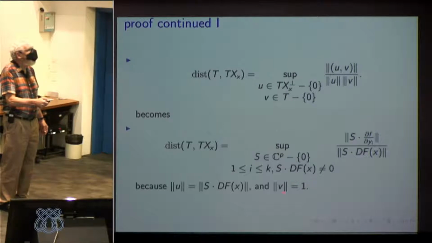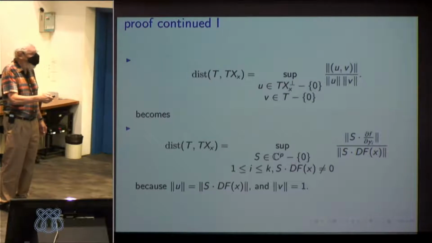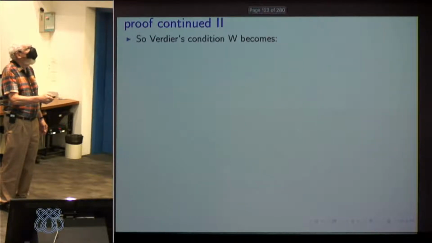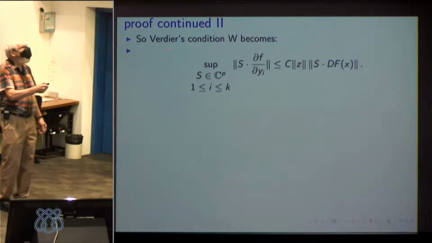well, let's see. U, the norm of U is this guy here. That's what's appearing in the bottom. Here's the norm of U, and here it is again. This term here is the V dot U term. So this has to be less than some constant times the distance. And now I've just brought the denominator over to here. So this is what it becomes. So this is Verdier's W.